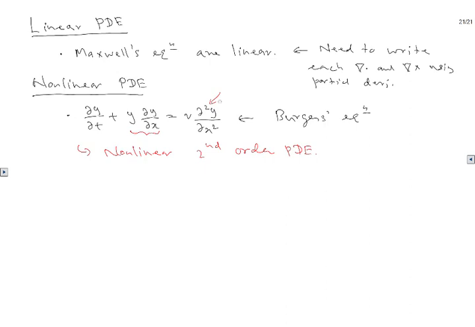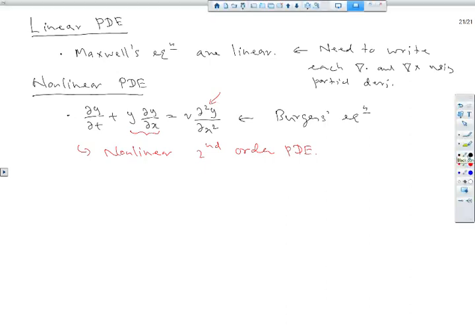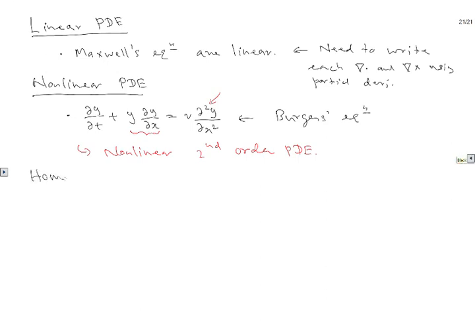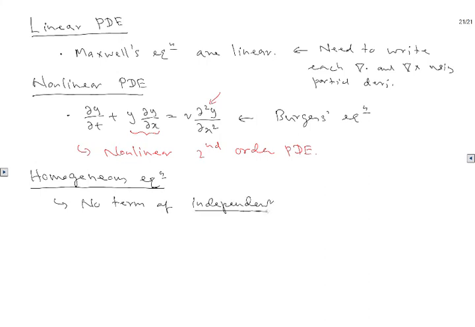Good. And then we have another term called the homogeneous equation. What's a homogeneous equation? A homogeneous equation means there is no term of the independent variable alone. Then you call it homogeneous. So no term of the independent variable alone.